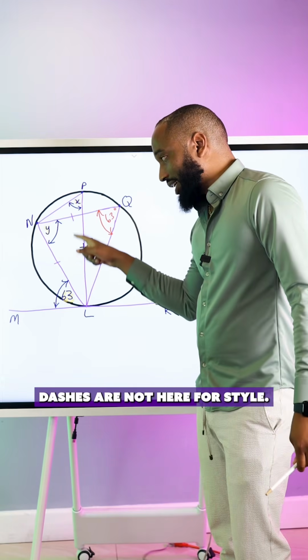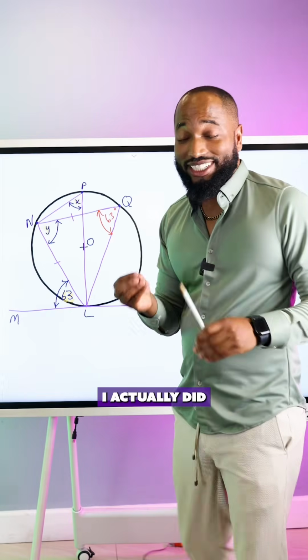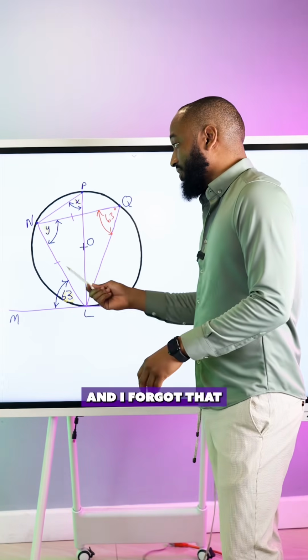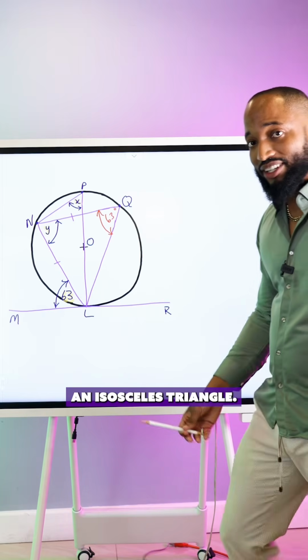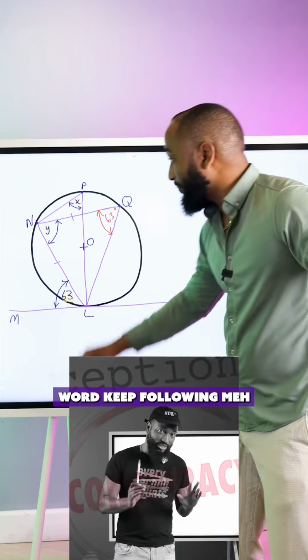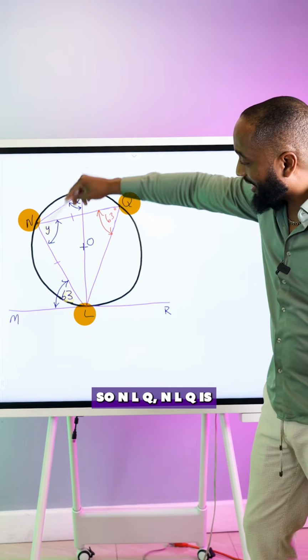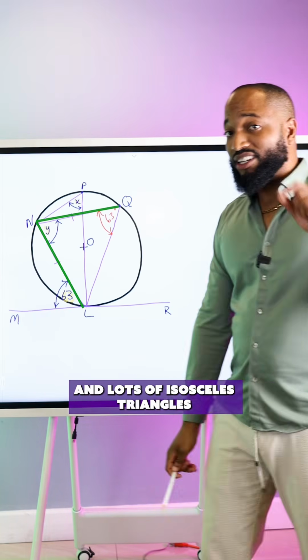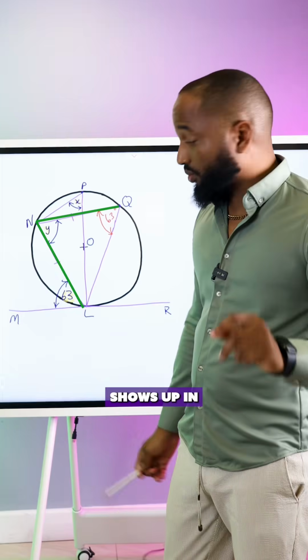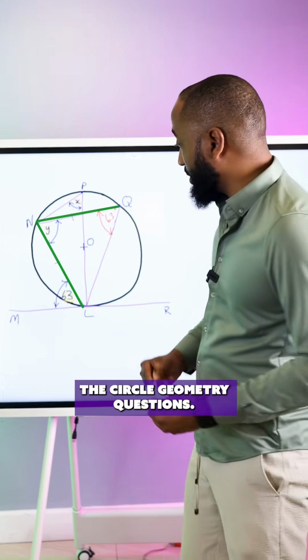Well, these two dashes are not here for style. I actually did this question just now, and I forgot the dashes. This makes this an isosceles triangle. This isosceles will keep following me. So NLQ is an isosceles triangle. This side is equal to that side. And lots of isosceles triangles show up in these circle geometry questions.